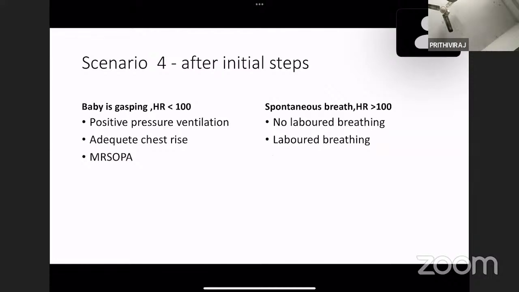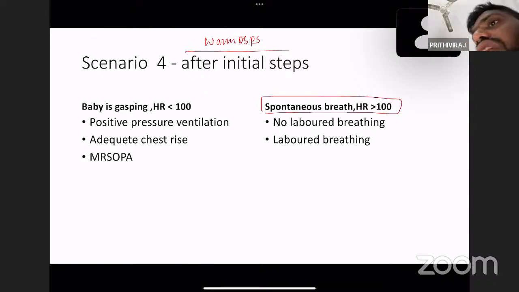After the initial steps, you are going to see two things. Once meconium stained liquor is another special scenario. After the initial steps of warm, dry, position, suction, you are going to see whether spontaneous breathing and a heart rate of more than 100 are present. If the baby is crying, the heart rate is more than 100, the respiratory pattern is good, and the child's tone improves and movement increases, then you have to assess whether there is labored breathing or not.